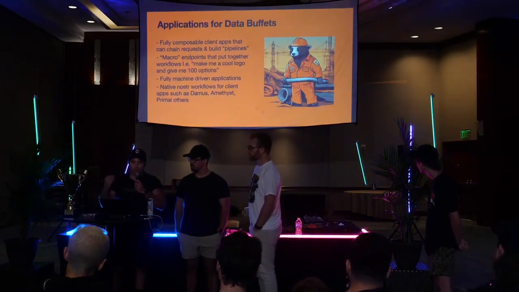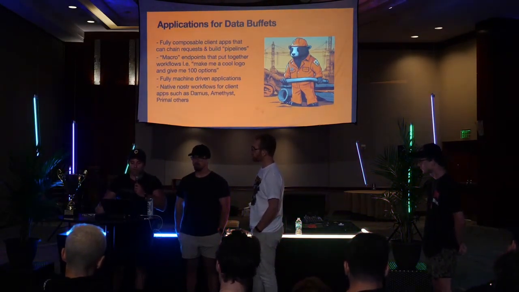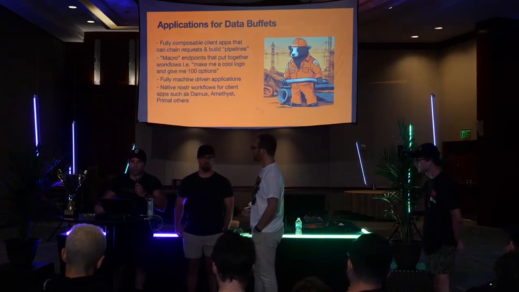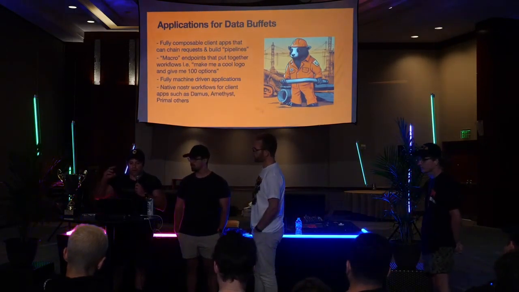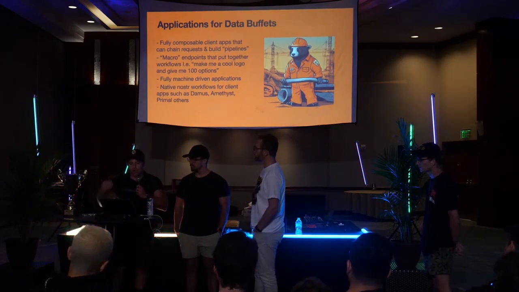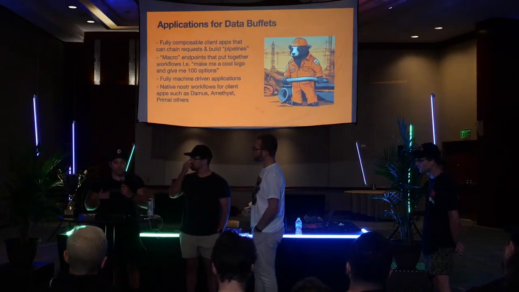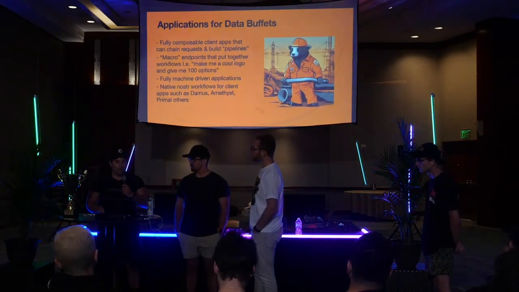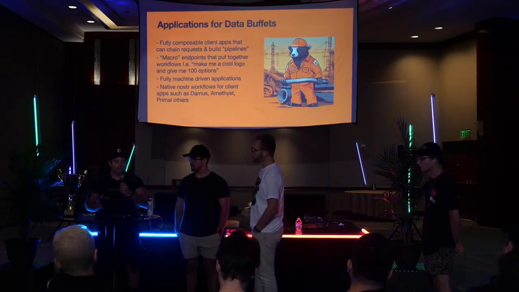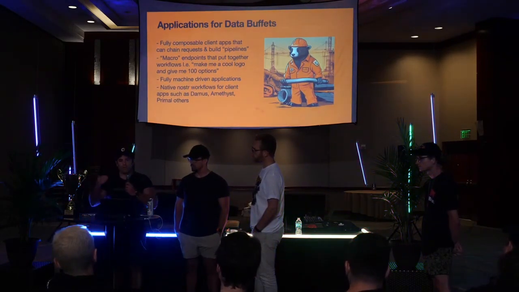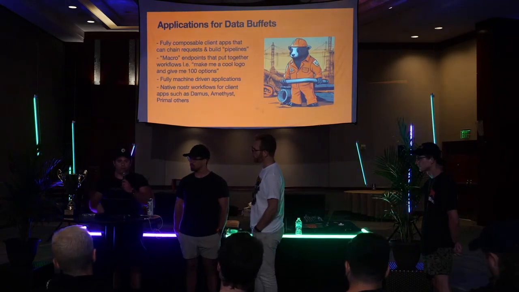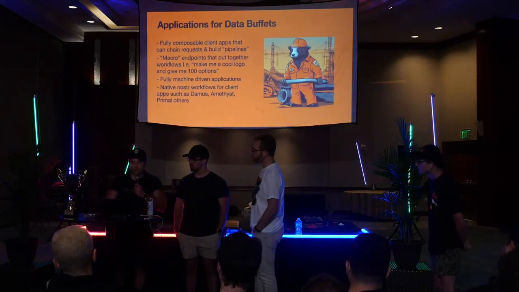So we showed you the basic building block, the atomic level of just a ChatGPT, but other people could offer macro endpoints that could do a bunch of different things. Having fully machine-driven applications, then also having native Nostr workflows for clients like Damus, Amethyst, and Primal. Maybe you could just have a slash macro and get it to make you an image on the spot for your post, something like that.